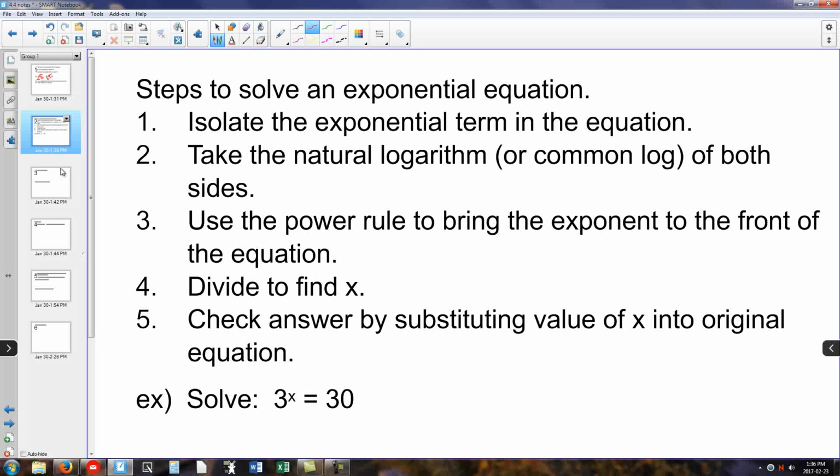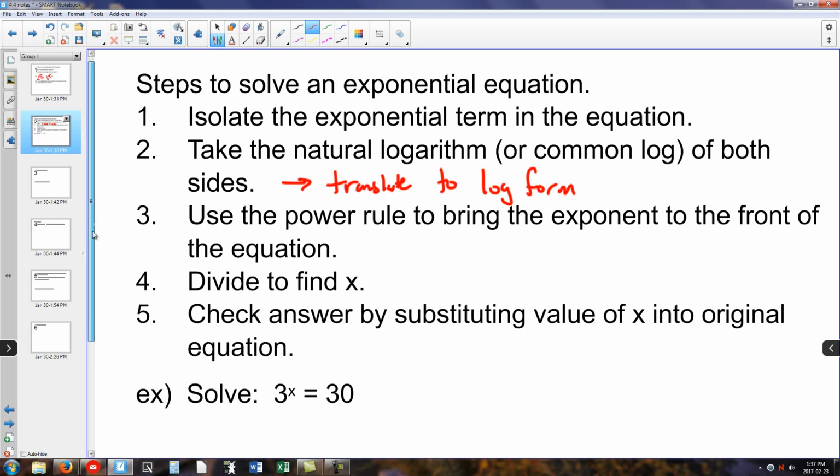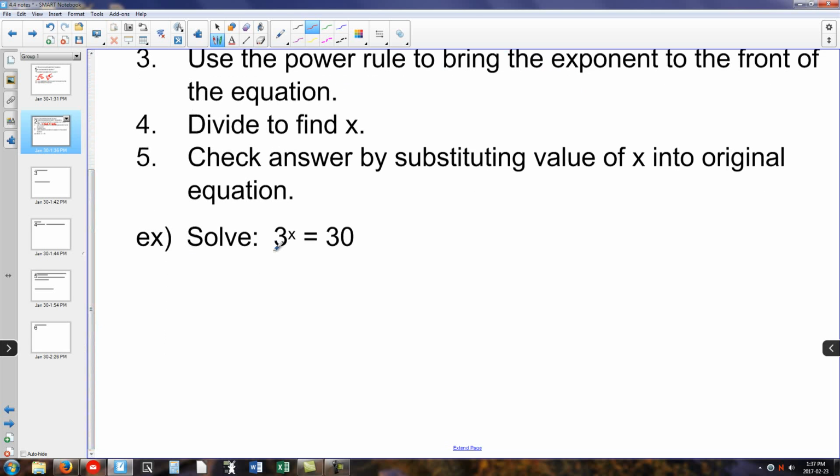We can take the natural log or take the logarithm of both sides. Essentially what we're going to do right here, we're going to call this translate to log form. And then we should be able to solve for x. So let's take an example question. And we'll always want to check our answer in these logarithmics.